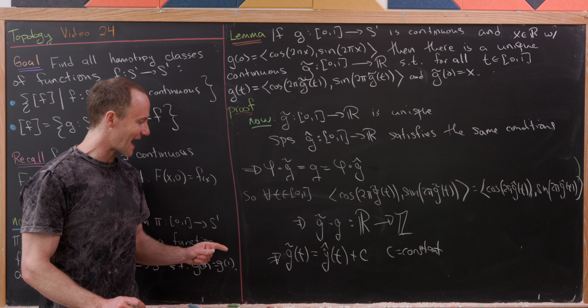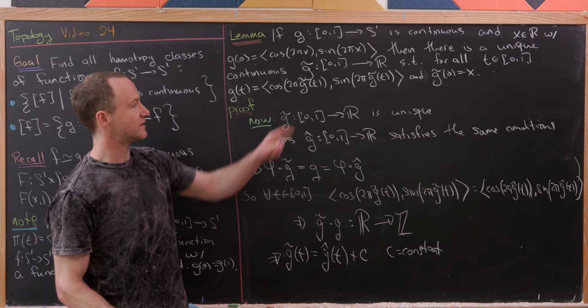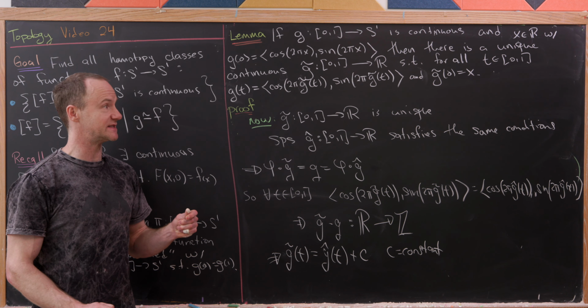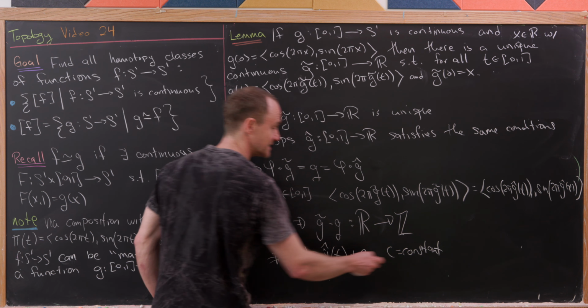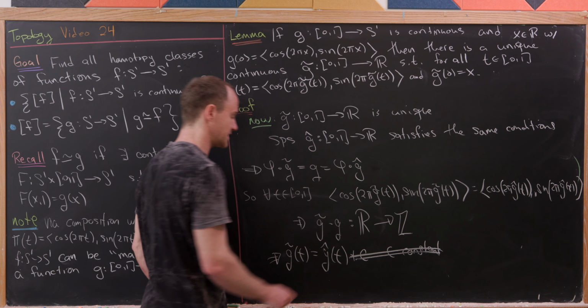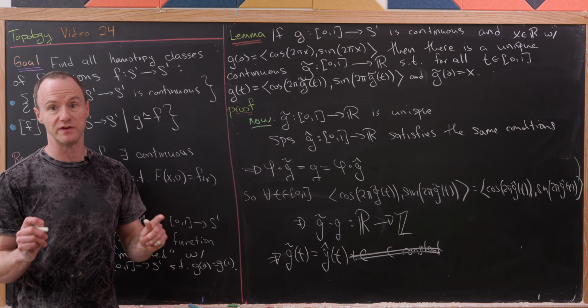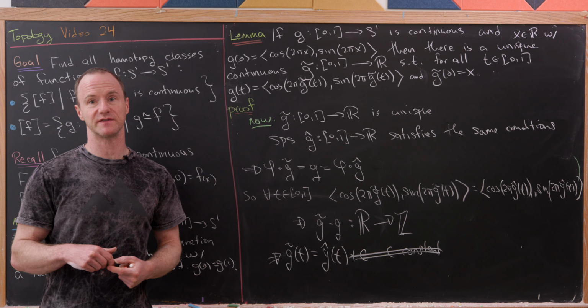Okay, but then what does that give us? Well, we know g tilde of 0 is equal to x, and we know g hat of 0 also is equal to x. So that means this constant must in fact be 0. But if that constant is 0, then these two functions are the same, and in fact we had uniqueness to start with. So now that we've done all of this work, let's look at a nice application of this lemma.